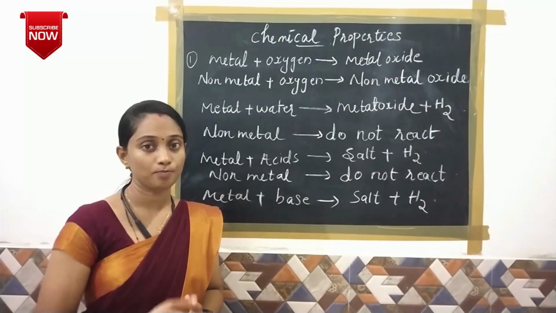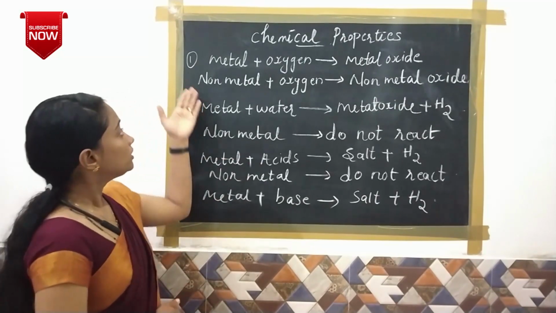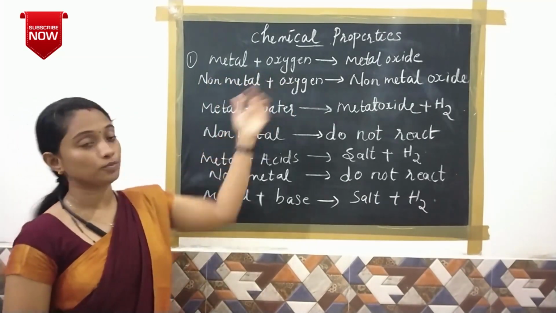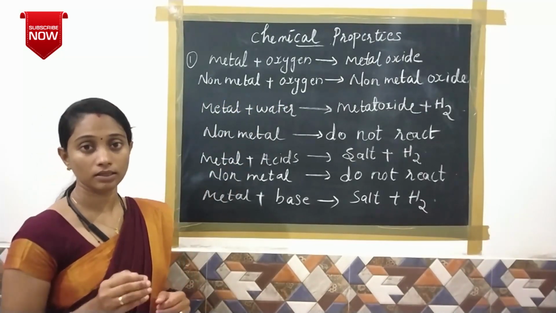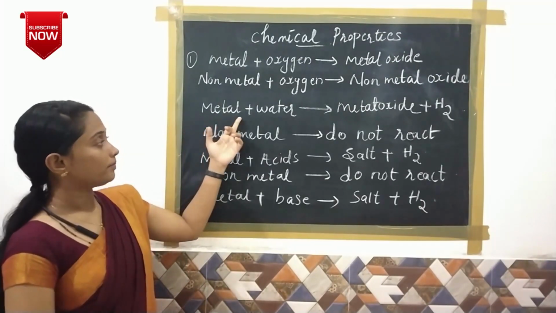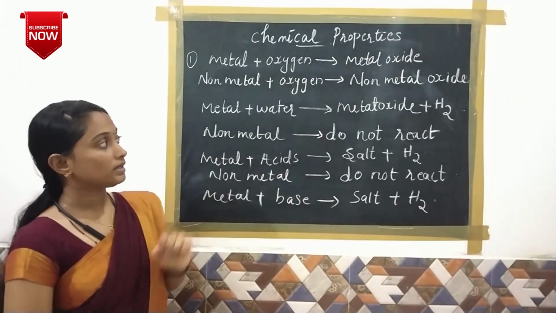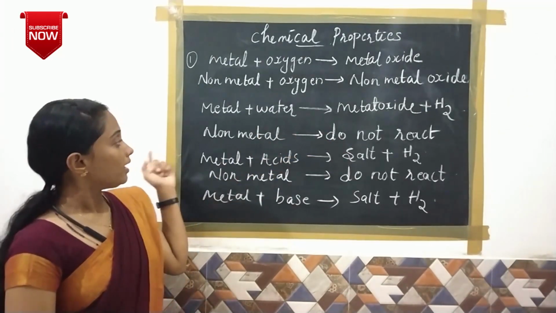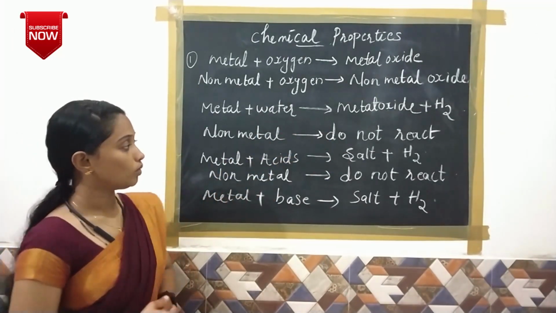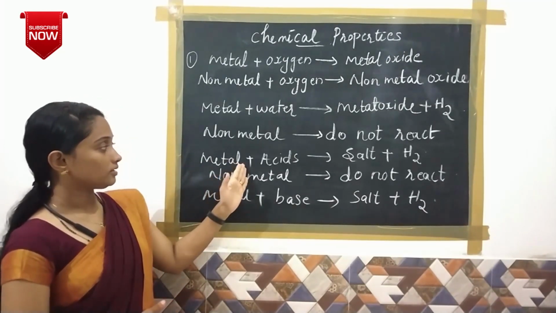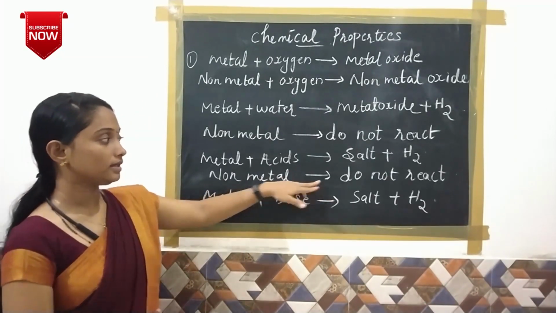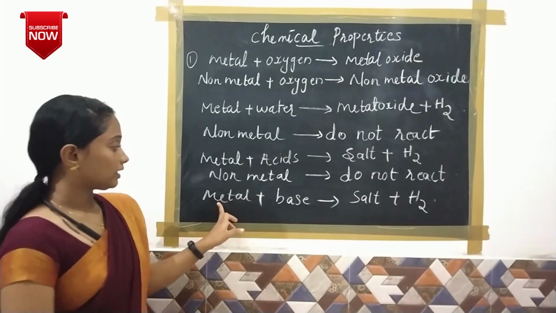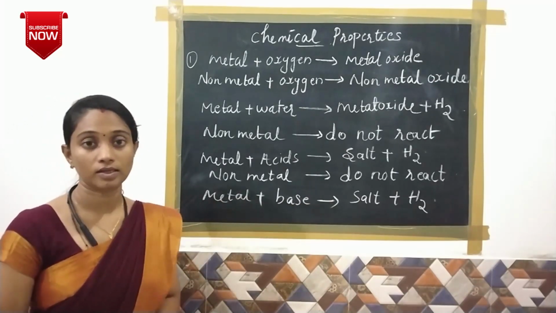Let us revise the chemical properties of metals and non-metals. When a metal is reacted with oxygen, it produces metal oxide, and when a non-metal is reacted with oxygen, it produces non-metallic oxide. In the reaction with water, a metal produces metal oxide plus hydrogen gas, and non-metals do not react with water. A metal plus acid produces salt along with hydrogen gas, but non-metals do not react with the acid. And when a metal reacts with a base, it produces the corresponding salt along with hydrogen gas. Thank you all of you.